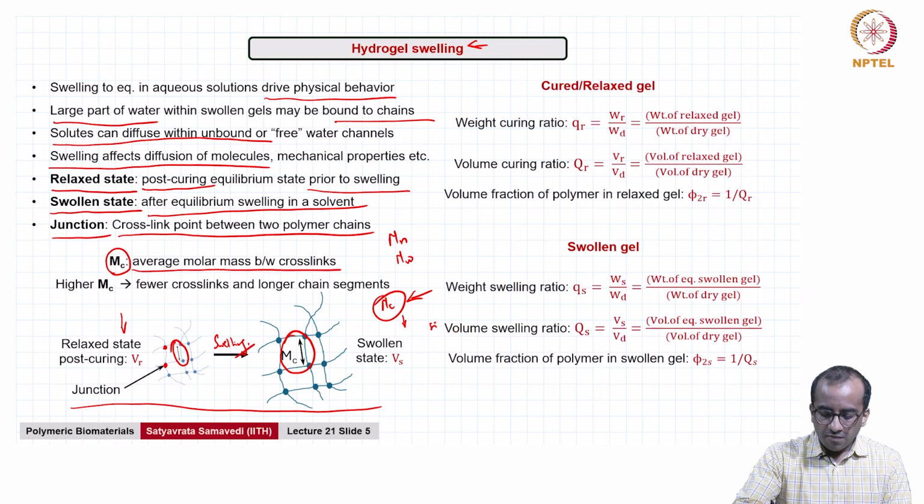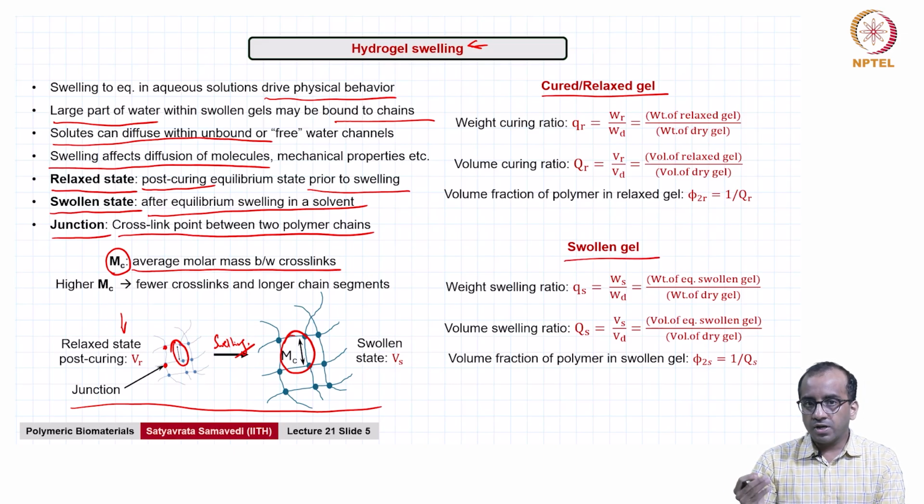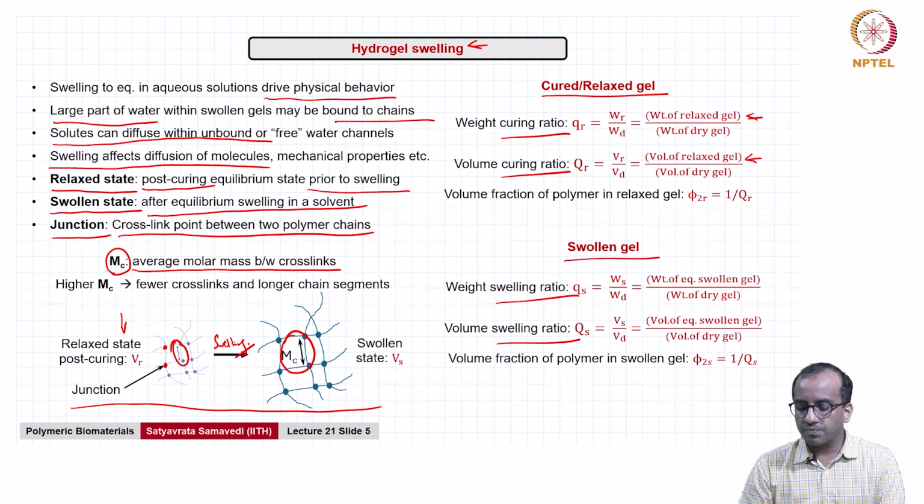Now, from an experimental perspective, you can have a cured or a relaxed gel and a swollen gel, and you can quantify two parameters. One is a curing ratio and a swelling ratio, and you can have both weight curing ratio and volume curing ratio. Weight curing ratio is simply weight of the relaxed gel over weight of the dry gel. Volume curing ratio is simply volume of relaxed gel to volume of the dry gel, and you can go back and forth based on the densities.